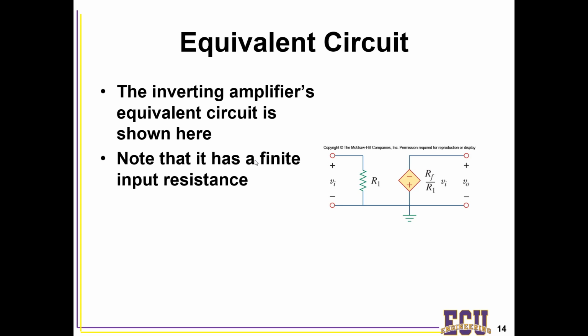And so if we wanted to draw this as an equivalent circuit, we could write this as a dependent voltage source, where the voltage for the output is going to be equal to negative, notice that this is upside down, RF over R1 times VI. And VI is the input voltage, and you can notice that we have a finite input resistance here.